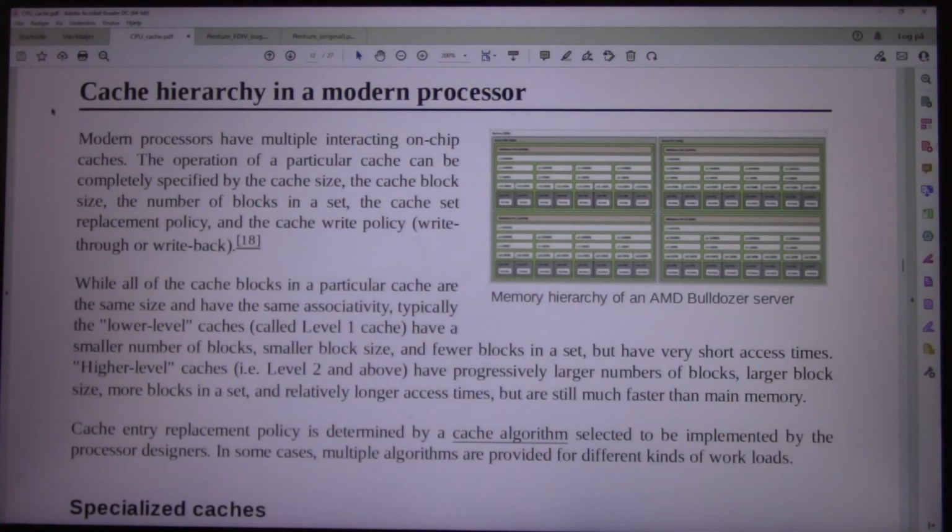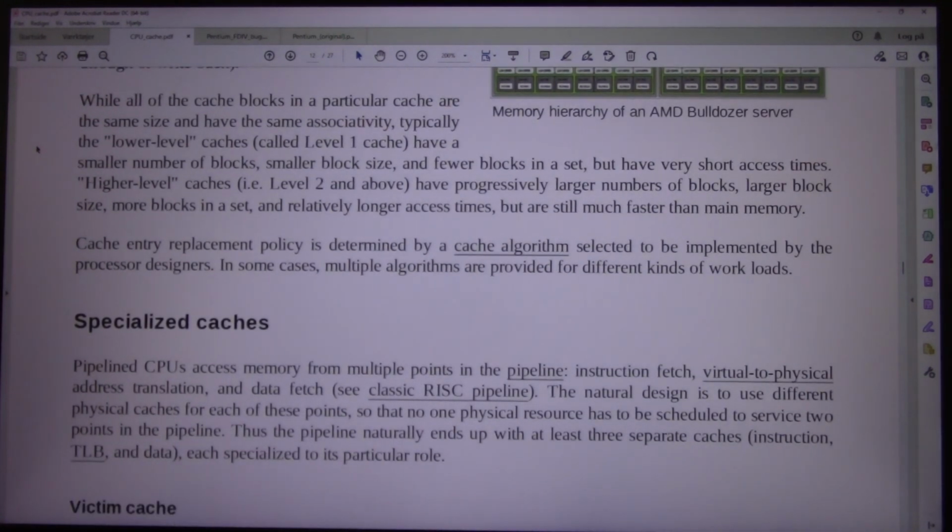Cache hierarchy in a modern processor. Memory hierarchy of an AMD Bulldozer server. Modern processors have multiple interacting on-chip caches. The operation of a particular cache can be completely specified by the cache size, the cache block size, the number of blocks in a set, the cache set replacement policy, and the cache write policy, write-through or write-back. While all of the cache blocks in a particular cache are the same size and have the same associativity, typically lower-level caches, called Level 1 cache, have a smaller number of blocks, smaller block size, and fewer blocks in a set, but have very short access times.